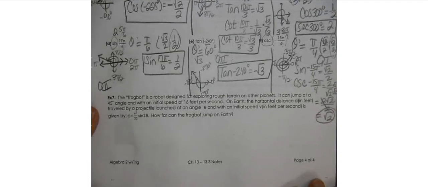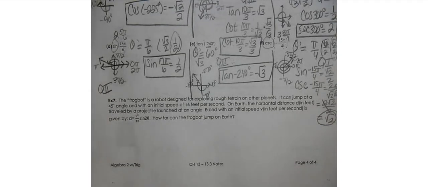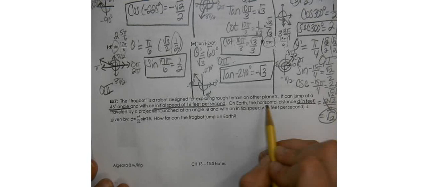It says that the Frogbot is a robot designed for exploring rough terrain on other planets. It can jump at a 45-degree angle with an initial speed of 16 feet per second. On Earth, the horizontal distance, d, in feet traveled by a projectile launched at an angle of theta with an initial speed of v, in feet per second, is given by our formula: d is equal to v squared divided by 32 times the sine of 2 times theta. We want to figure out how far the Frogbot can jump on Earth.